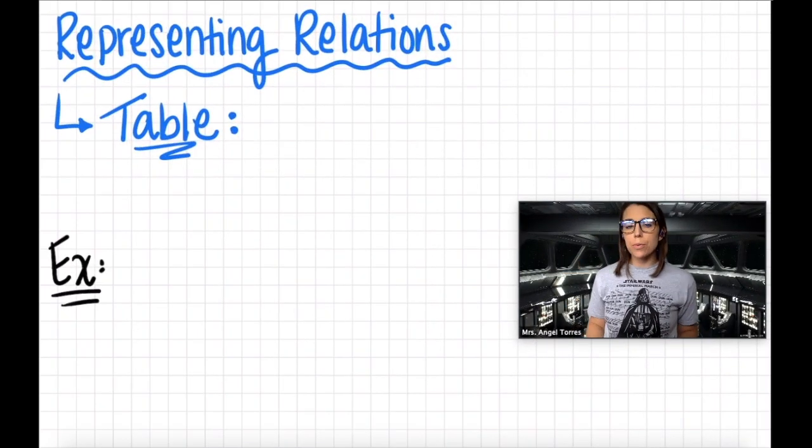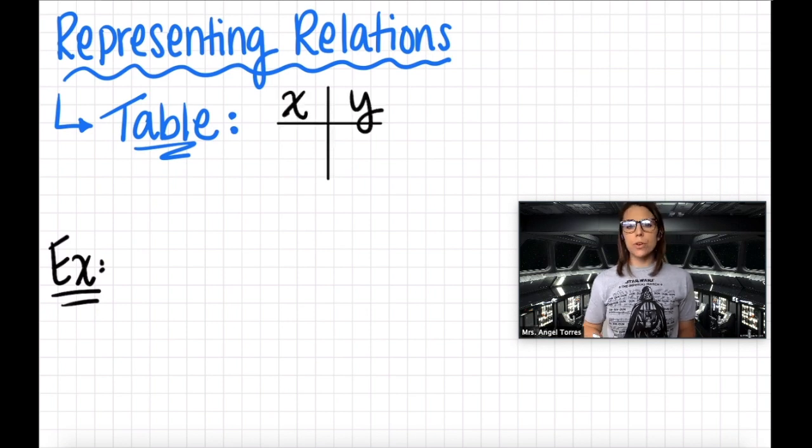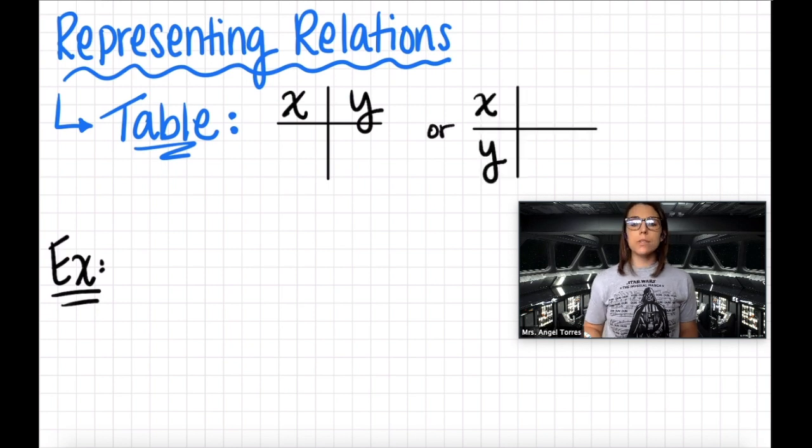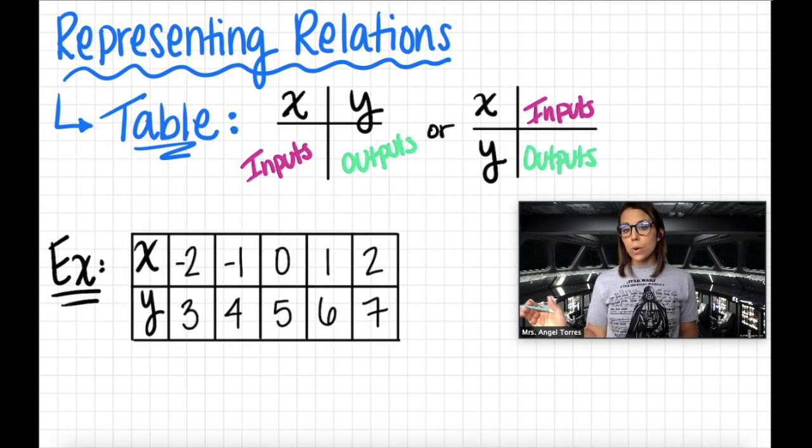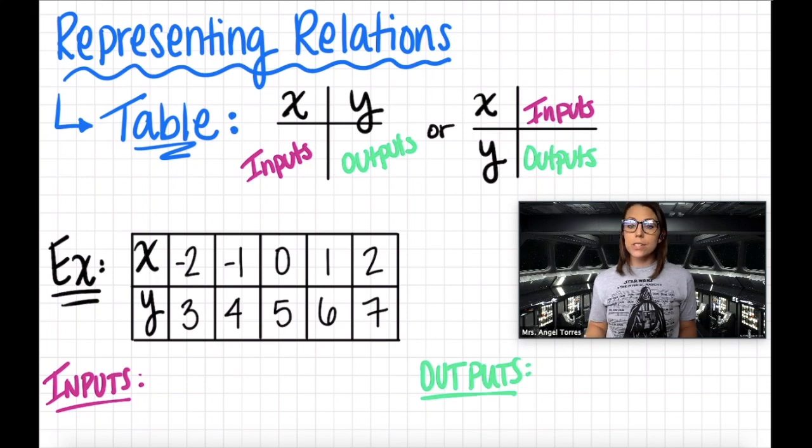Another way to represent relations is with a table. Now, the most common tables you're going to see are going to be vertical tables. However, you may also see horizontal tables. The x's, of course, are your inputs, and the y's are your outputs. Let's take a look at an example. So here I have a horizontal table, my inputs x on the top, my outputs y on the bottom. Can you list those inputs and outputs using set notation?